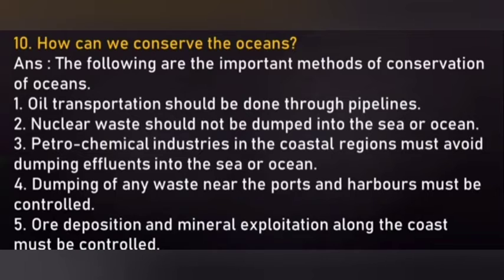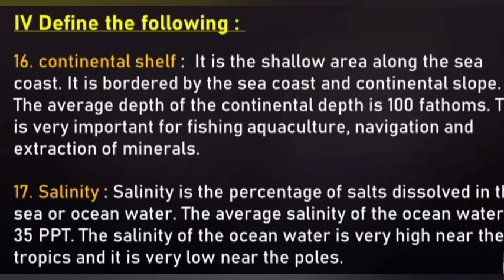Petrochemical industries in the coastal regions must avoid dumping effluents in the sea or ocean. Dumping of any waste near the ports and harbors must be controlled. Ore deposition and mineral exploitation along the coast must be controlled. Next main question is define the following.